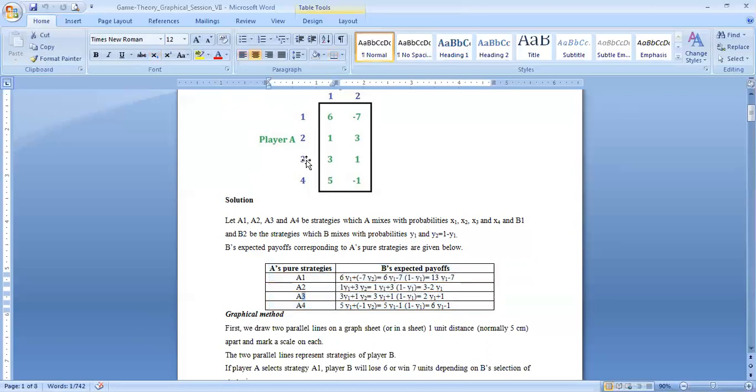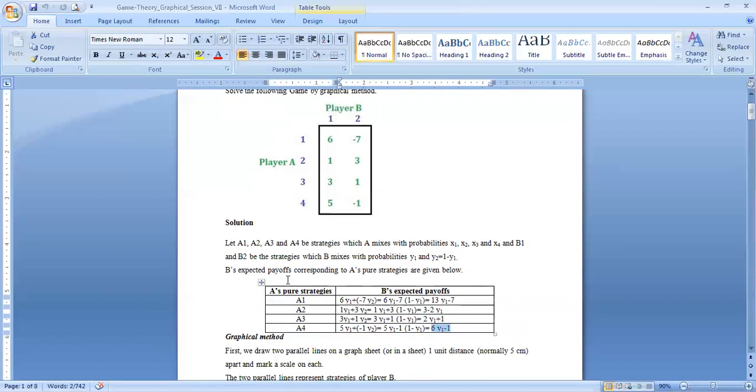When the player A uses A3, then the expected gain for the player B will be 3 into y1 plus 1 into y2. That is, 3 into y1 plus 1 into y2 means 1 into 1 minus y1. And after simplification, it comes like this. And similarly for this, it will be this.